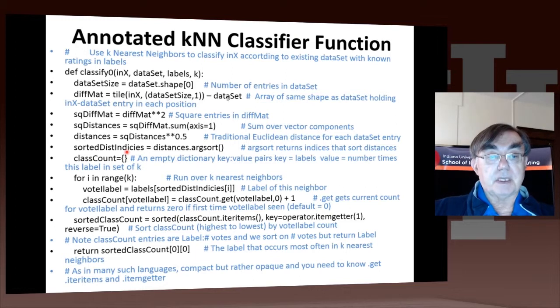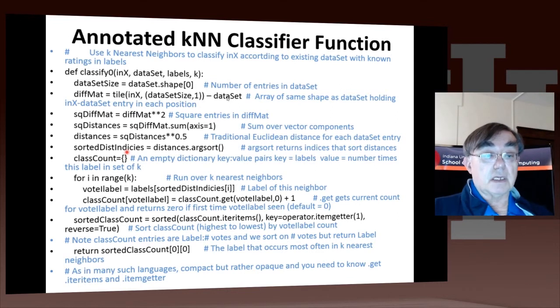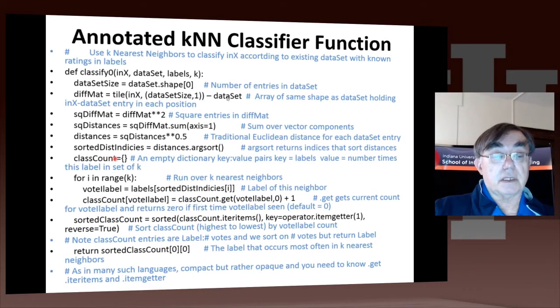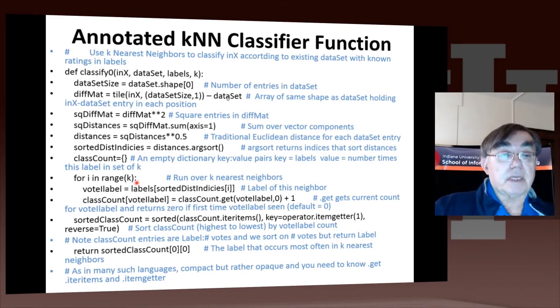Okay, now we're going to set up a little dictionary which tells us which labels and which classification values occur in the K nearest neighbors. So class count is a dictionary set to the null dictionary initially. And now we just run over K values because those are the first K entries in the array sorted just indices. We don't care about any of the other entries.